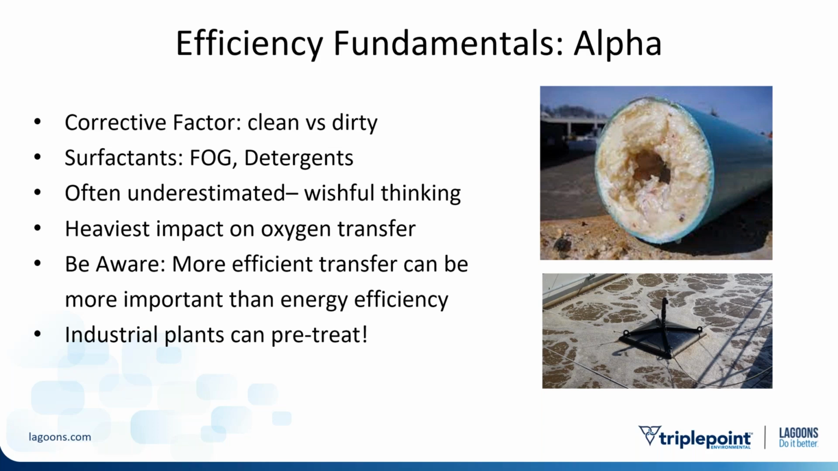Because we can be as efficient as we want to be. You can spend money till you're blue in the face on the most efficient technology to transfer all the oxygen in the world to the water. If the oxygen can't be transferred to that water because of these surfactants or whatever, then you're just off-gassing air to the atmosphere efficiently. So we have to create the air efficiently, but make sure it's being transferred efficiently.